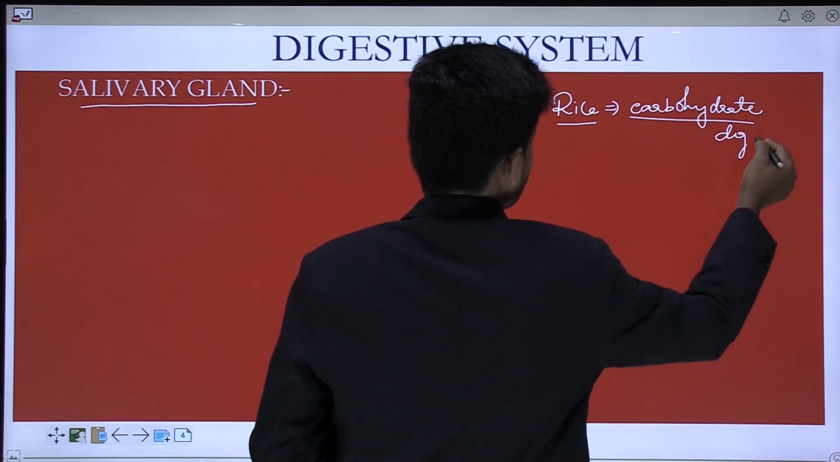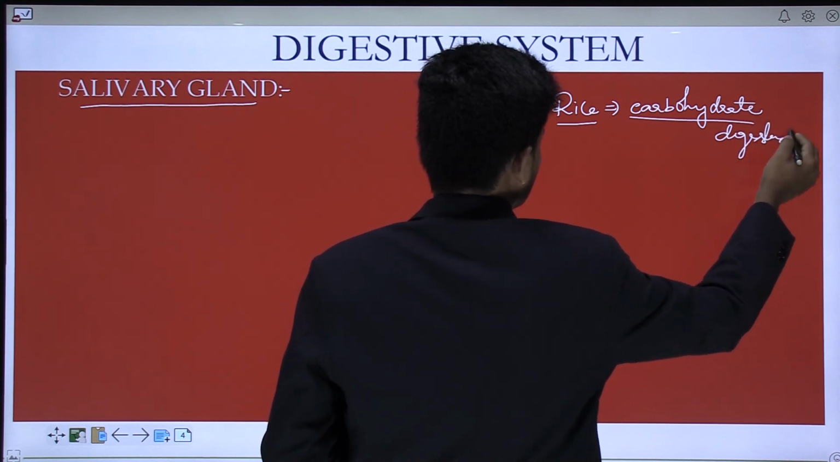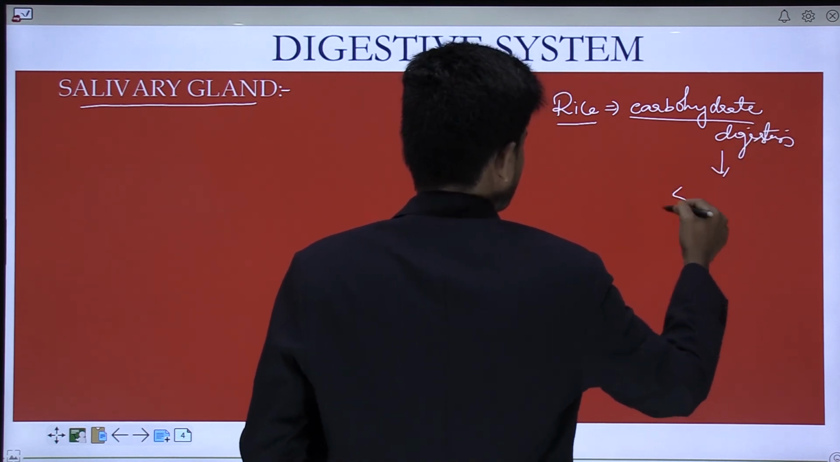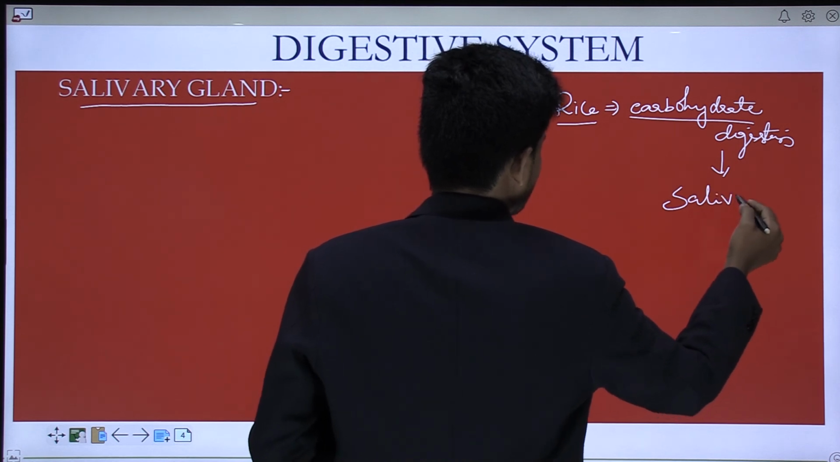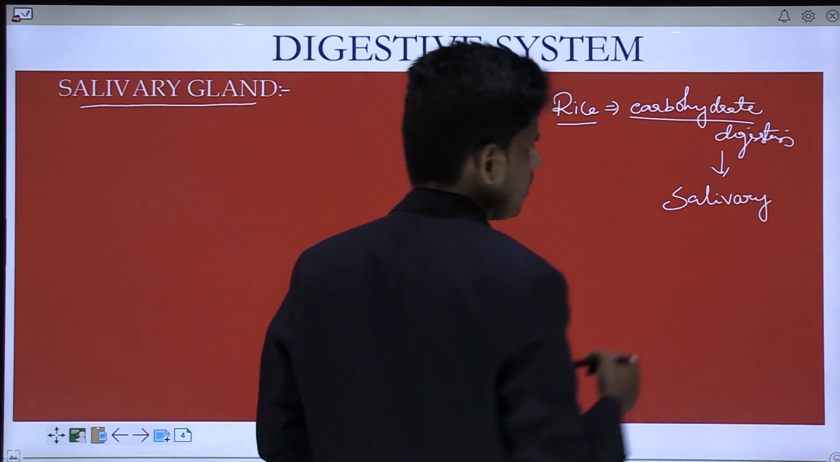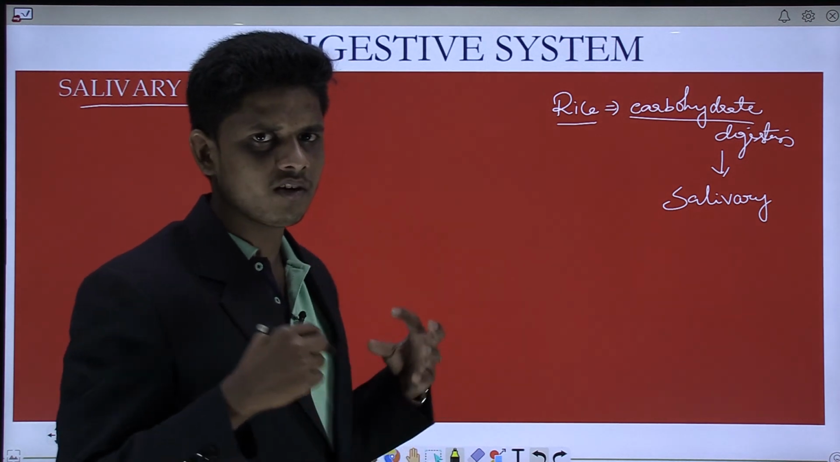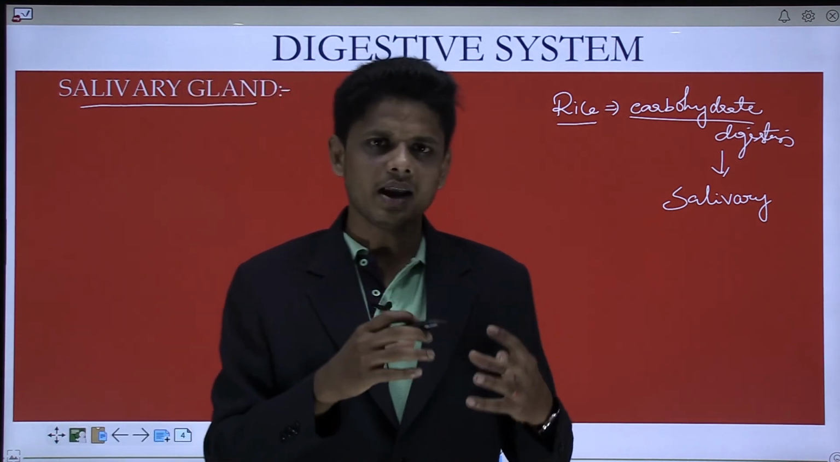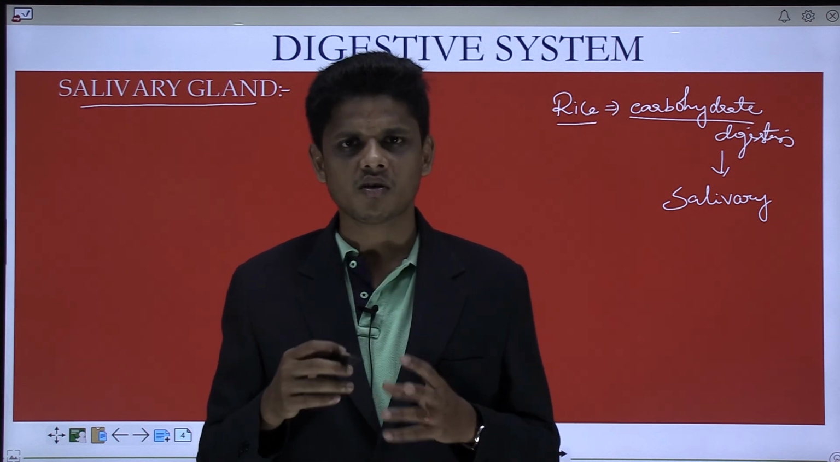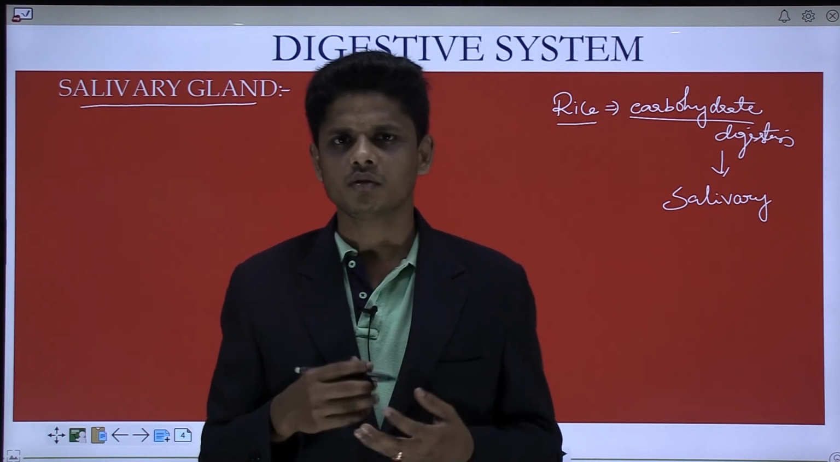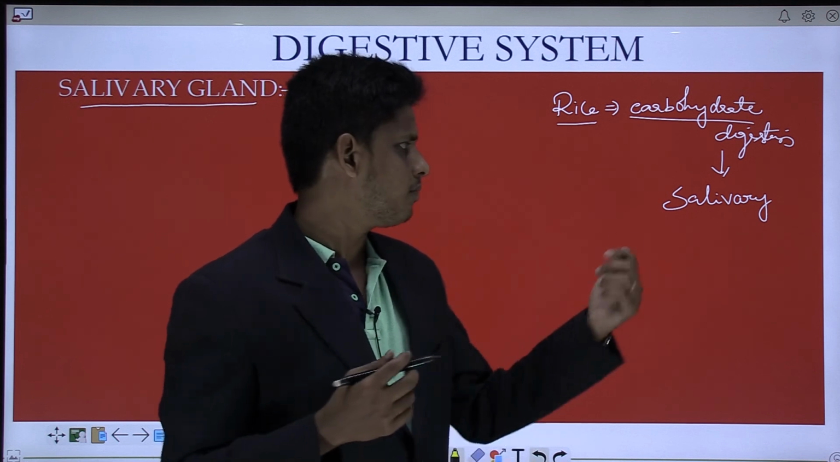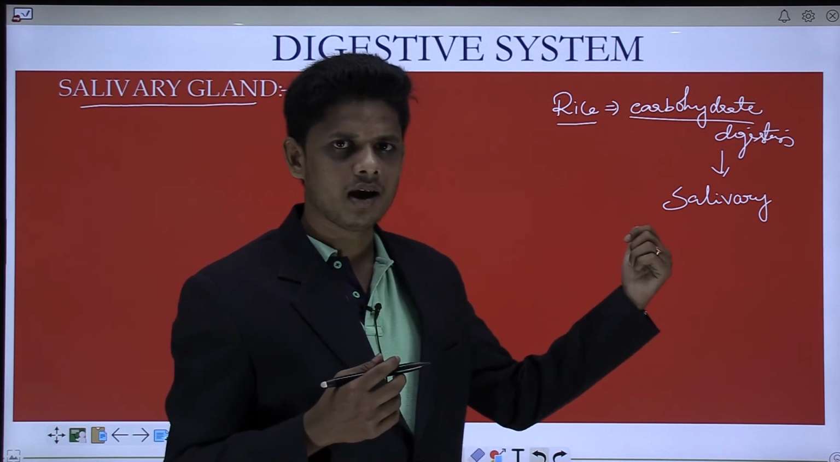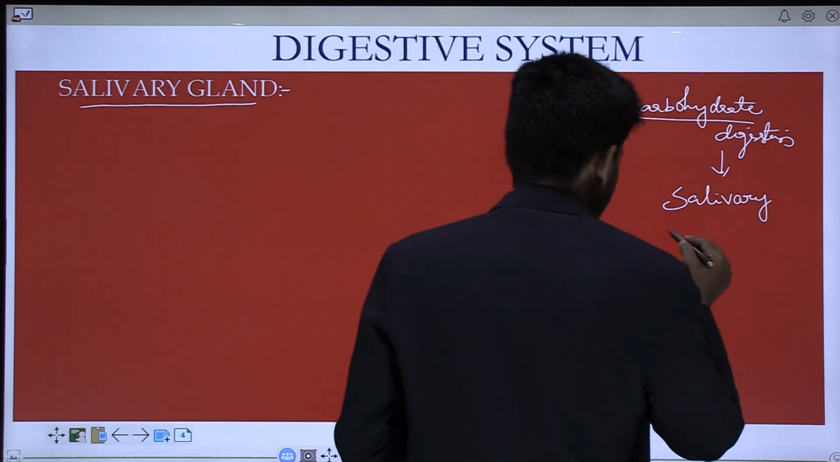Carbohydrate digestion can be seen in the mouth with the help of salivary glands. As I told you in the last video, digestion means the breakdown of complex food molecules into the simplest food molecules in the presence of glands and some other enzymes. So here I kept a gland that is called the salivary gland.